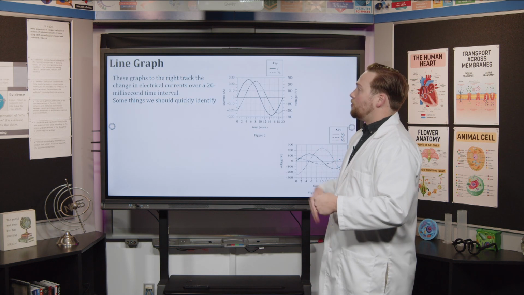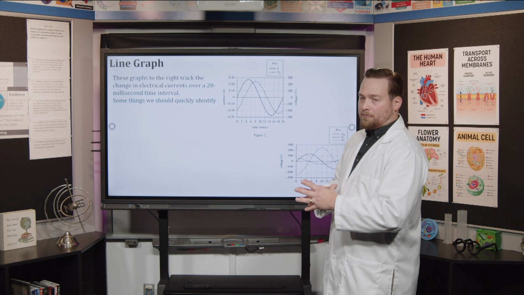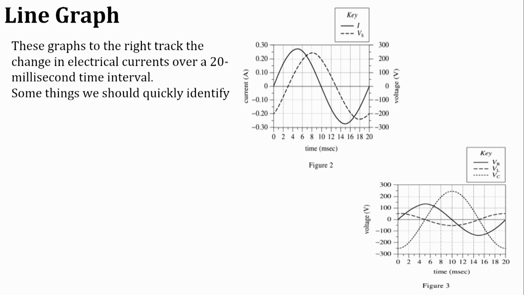Okay? So here's our last little practice graph. Okay? So let's look at this one. This is another line graph. Line graphs and bar graphs are the most common graphs you'll see on the ACT, so these are good practice. This says these graphs to the right track the change in electrical currents over a 20 millisecond time interval.